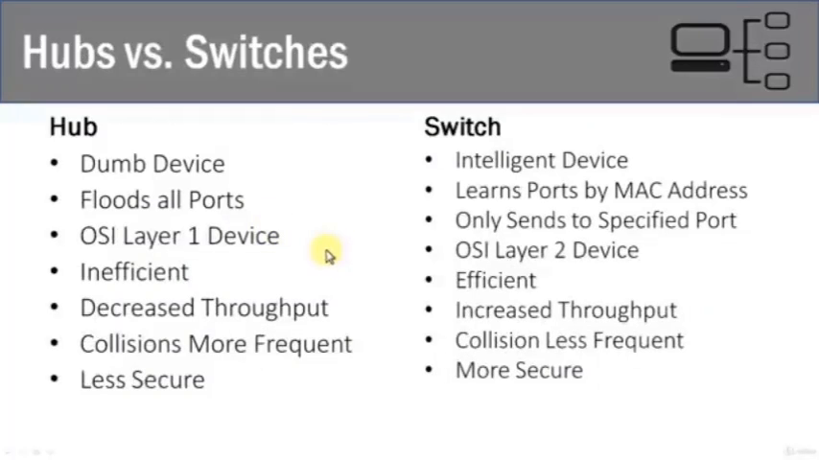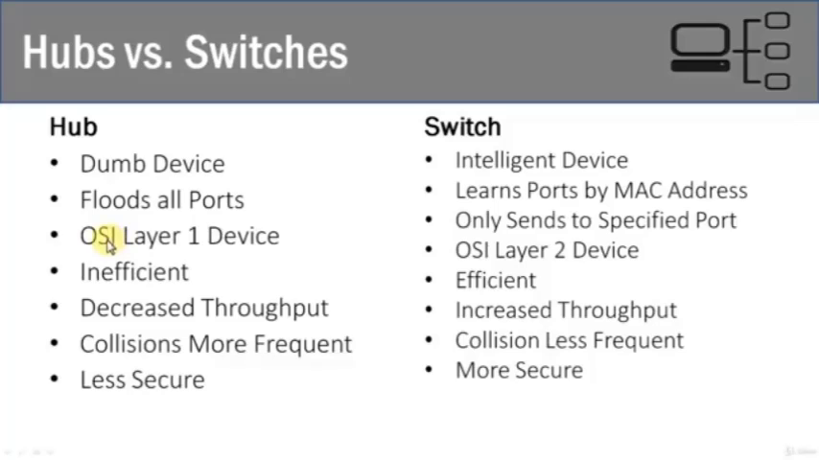So one more slide as our recap. So hubs are dumb devices, whereas switches are intelligent devices. Hubs are going to flood data out of all the ports. So data comes in one, it goes out to all of them. Conversely, a switch is going to learn what MAC addresses are associated to each physical port, and it's only going to send that data out to the specific port for a specified MAC address.